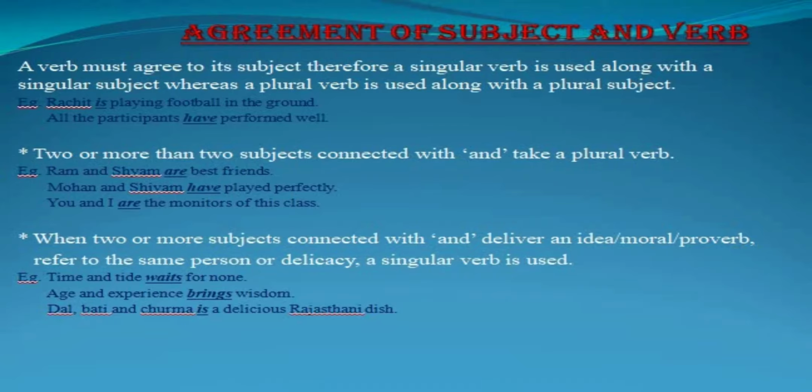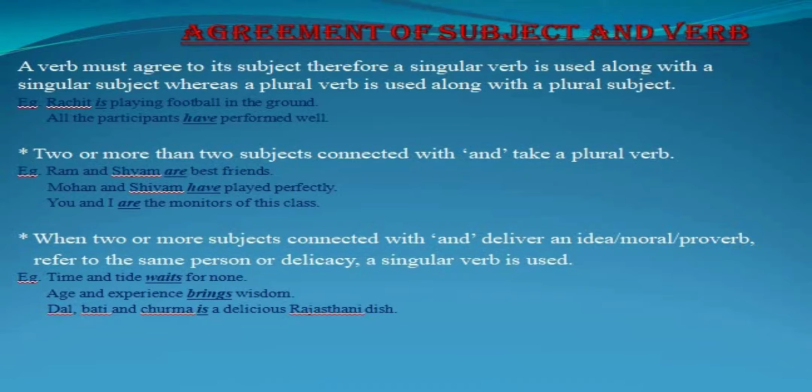Next rule is when two or more subjects connected with and deliver an idea, moral, proverb, or refer to the same person or delicacy, a singular verb is used. Delicacy means delicious dish. Here the rule means when two or more subjects are connected by and, but together they convey only a single message, thought or idea, we use a singular verb for them.